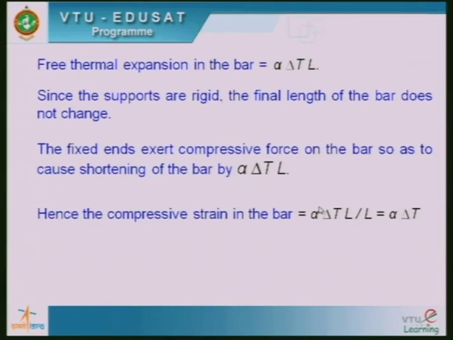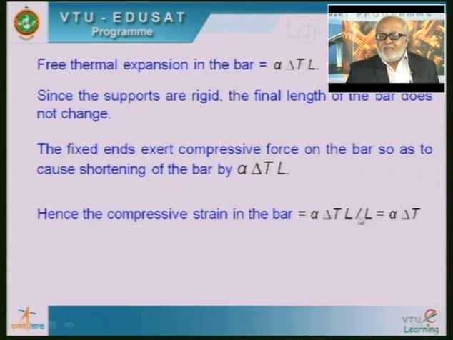So, what is the compressive strain in the bar? This is the change in length divided by the original length, so we get alpha times delta T. Once you know the strain within the elastic limit, using Hooke's law I can find the compressive stress, equal to alpha times delta T times E.